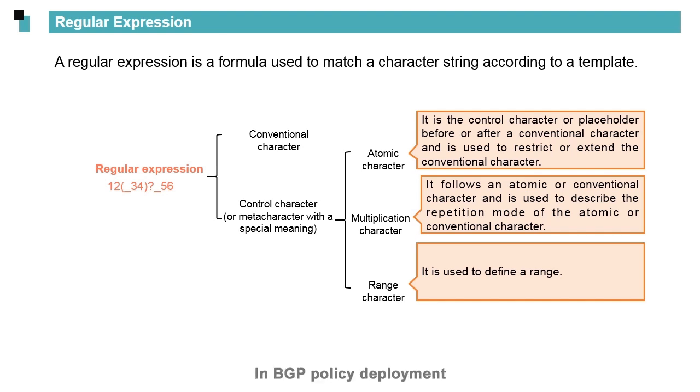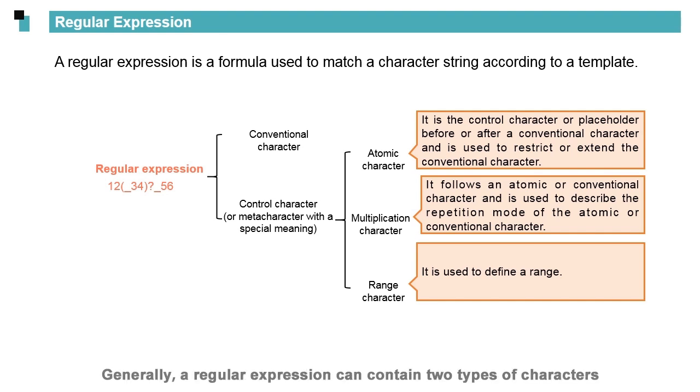In BGP policy deployment, you can also use regular expressions to filter routes. On large-scale networks, the AS path is usually complex, but you can use regular expressions to match routes whose AS path carries specific AS numbers or content. First, let's look at the composition of a regular expression. Generally, a regular expression can contain two types of characters: conventional and control characters. The control character may be an atomic, multiplication, or range character.